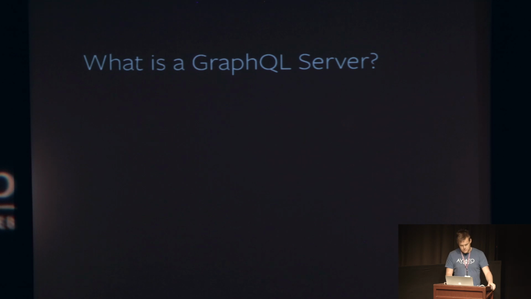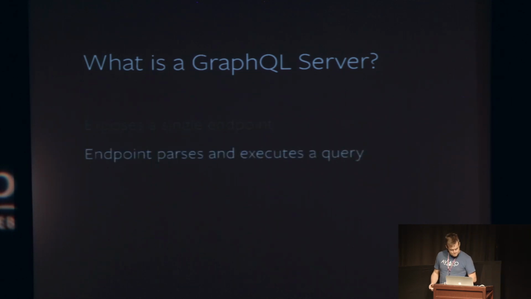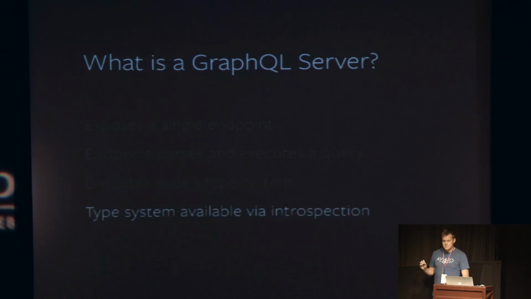So what is a GraphQL server? Very concretely, it's a server that exposes a single endpoint. That single endpoint takes a string, parses the string, and executes that query within the context of a type system that is defined on the server. That server's type system is available via introspection, in GraphQL itself. We're still very proud of ourselves for building that in GraphQL ourselves. It's what I like to call nerd catnip.